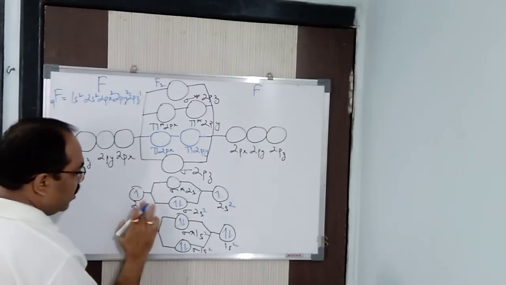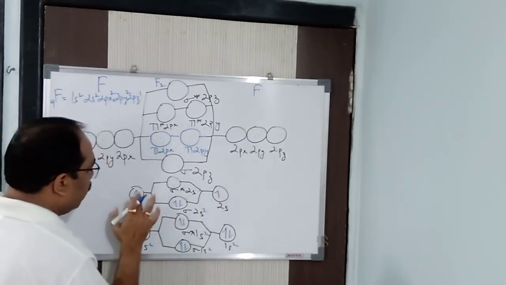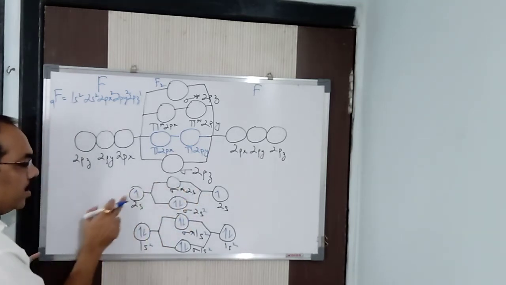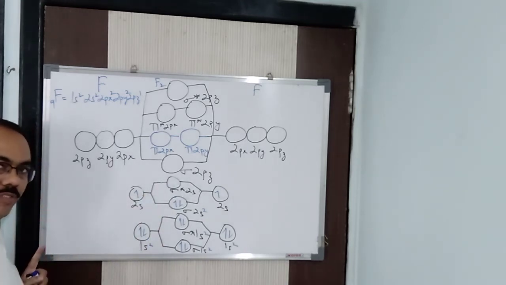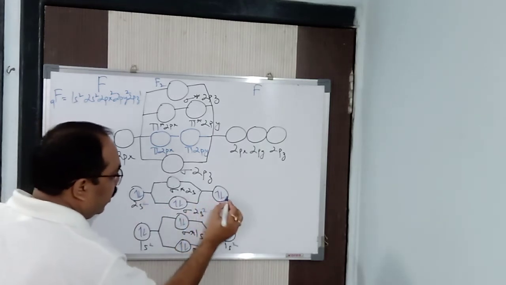Suppose here it is 2. Two electrons are there. Let us say this is 1 electron. Then this one will be 0. Here nothing will be there because 1 electron comes here, 1 electron comes here. So here anti-bonding will be 0. Finished? Okay? So in this way the filling up will be done.